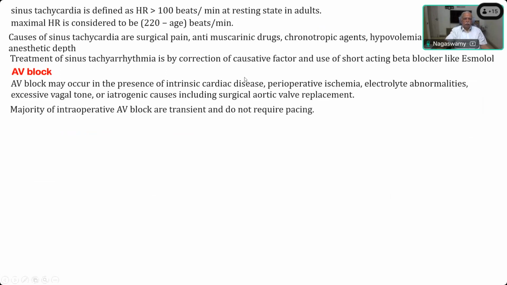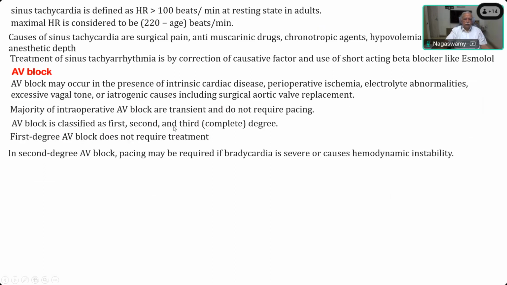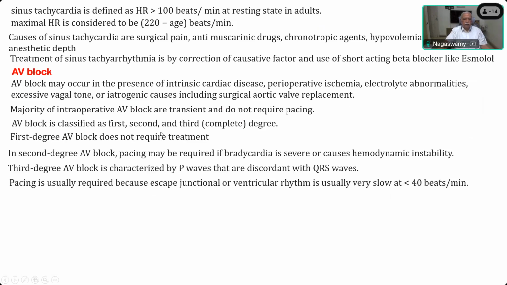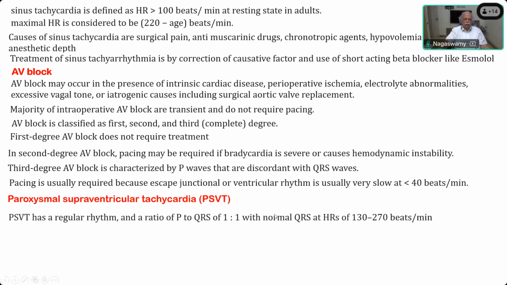Then coming to AV block, in the presence of intracardiac disease, perioperative ischemia, or electrolyte imbalance, you may develop this, as well as surgical aortic valve replacement. These are all conditions where you can develop an atrioventricular block. Majority of them are transient and do not require any pacing. And it can be the usual first degree, second degree, or third degree. Just make a passing mention of that quickly. And if it requires pacing, with an escape junctional rhythm and the rate less than 40, you have to go for that. And the more common arrhythmia you can come across is tachycardia.